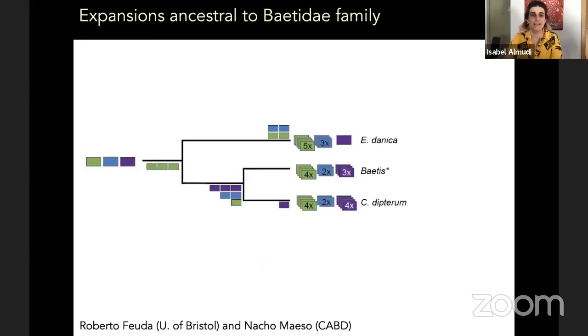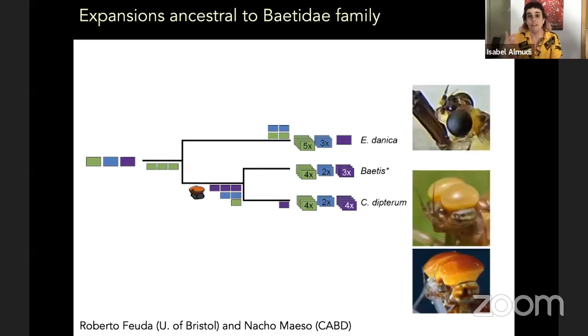Looking at the evolutionary scenario of these expansions and duplications, what we saw is that the long wave sensitive opsin is a duplication that is ancestral to all mayflies, but by contrast, the ultraviolet duplications are ancestral to the Baetidae family. And as you may remember from my first slides, the most striking trait of the Baetidae family is the turbanate eye. So we hypothesized that there was probably a relation between these duplications of new opsins and the origin of this new visual system.